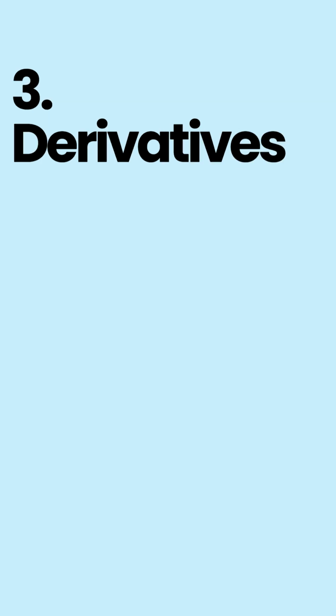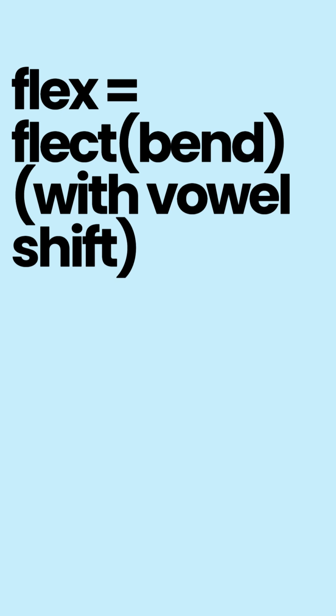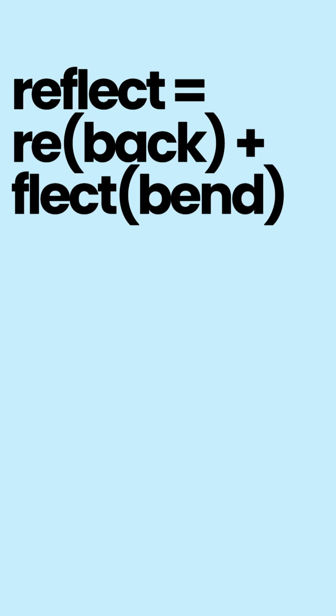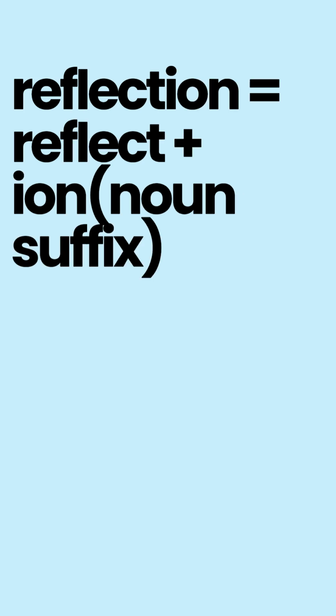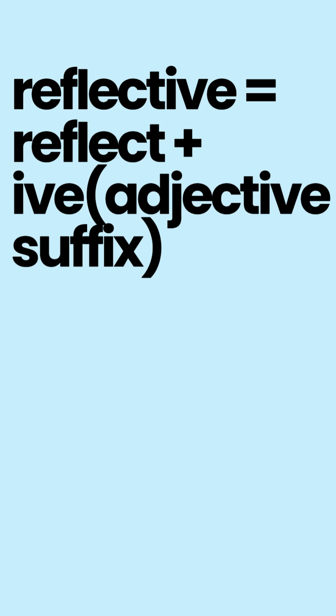3. Derivatives. Flex: flect, bend, with vowel shift. Flexible: flex, able to be. Inflexible: in, not, flexible. Reflect: re, back, flect, bend. Reflection: reflect, noun suffix. Reflective: reflect, adjective suffix.